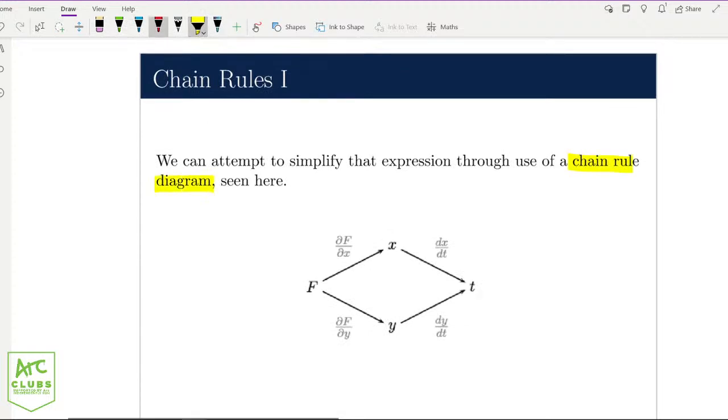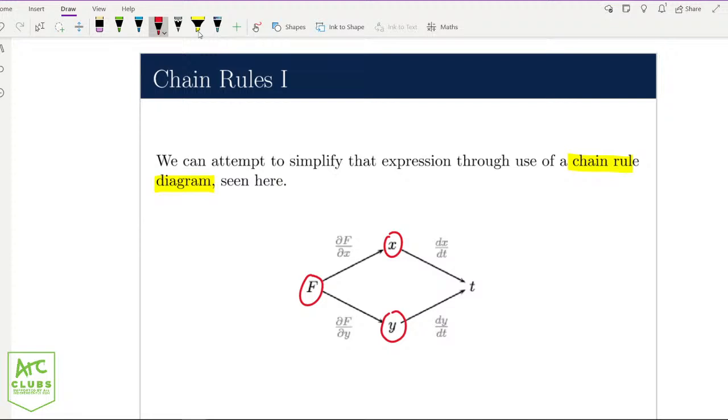So as you can see over here, our function capital F is in terms of two variables x and y. So when we want to get to here, we need to apply partial differentiation, so partial f on partial x, as well as partial f on partial y.